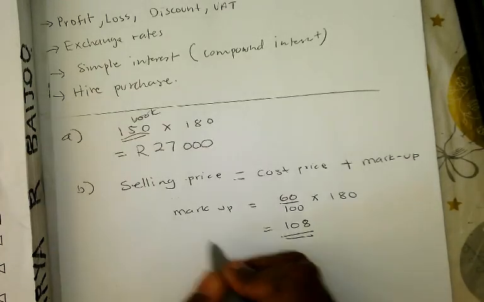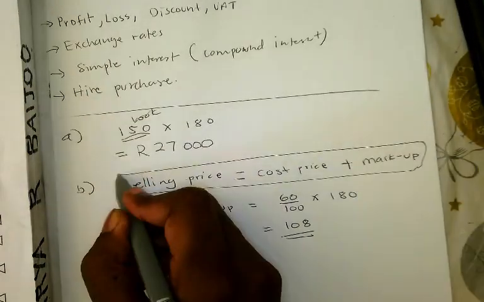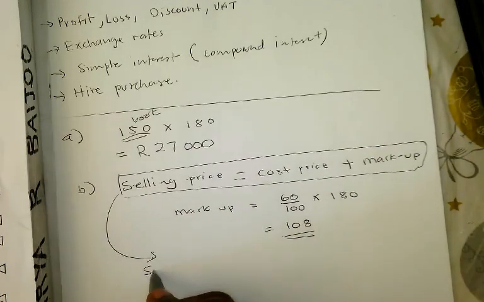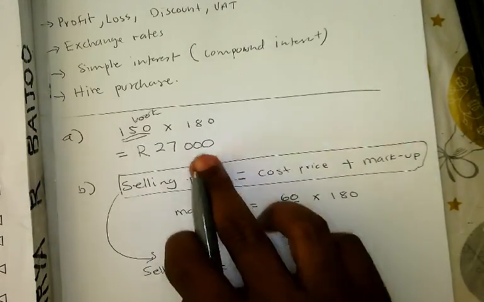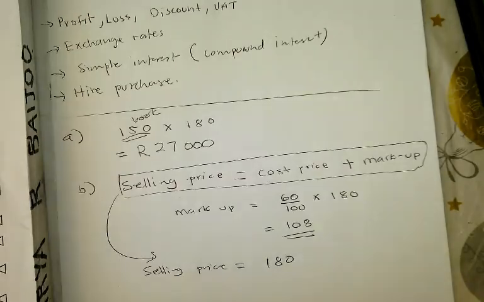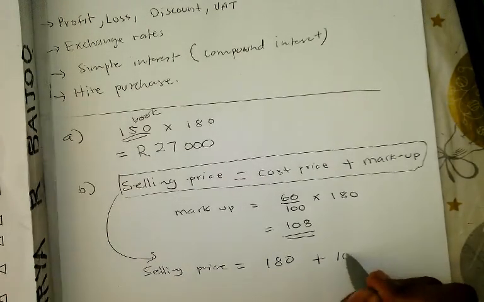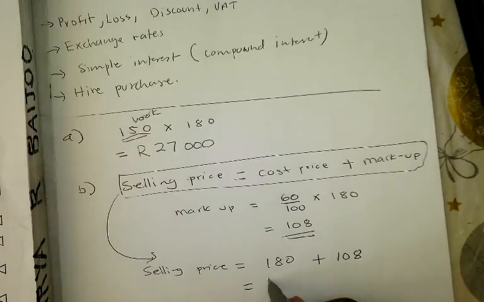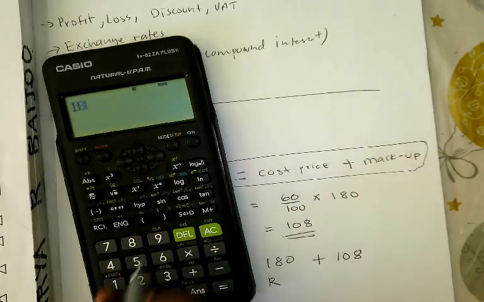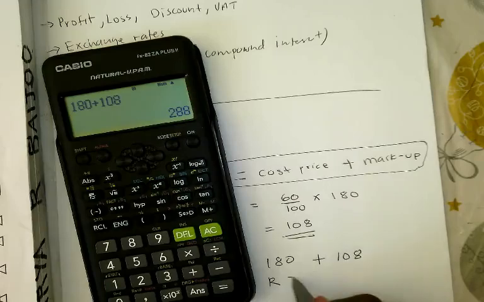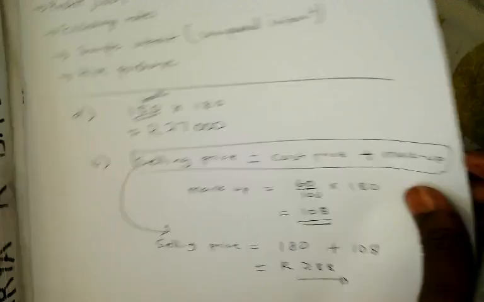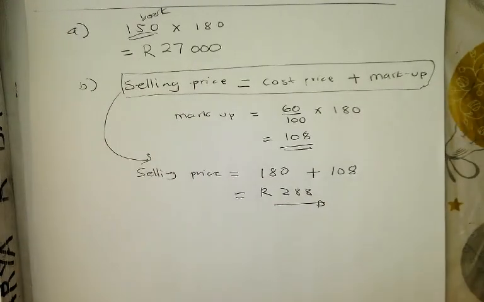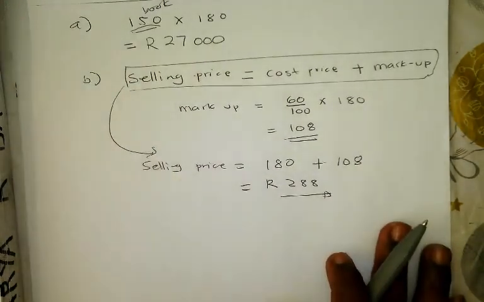Profit. So going back to my formula there, the selling price will be, what is the cost price? I bought the book for 180. The markup price is 108. So the selling price will be how much? 180 plus 108, 288. So this is how much they will be selling each book for. I hope it's clear.